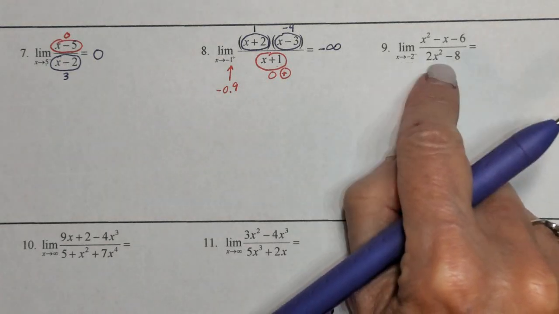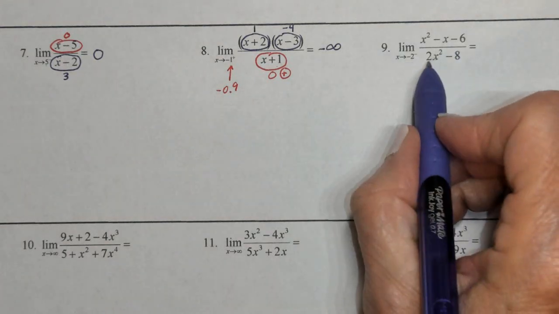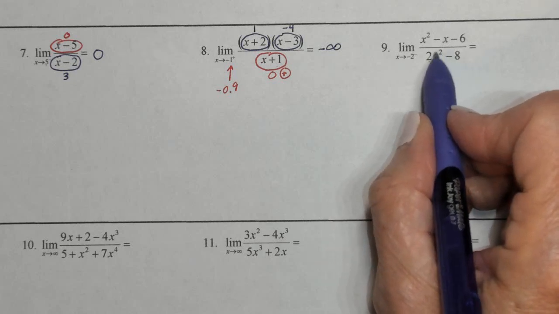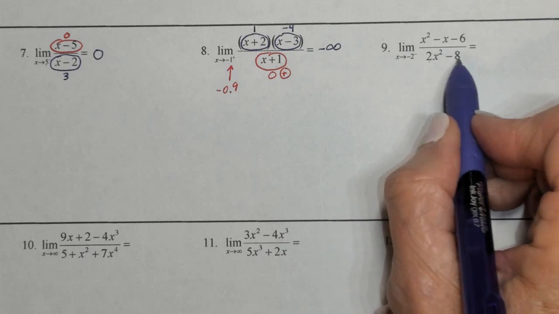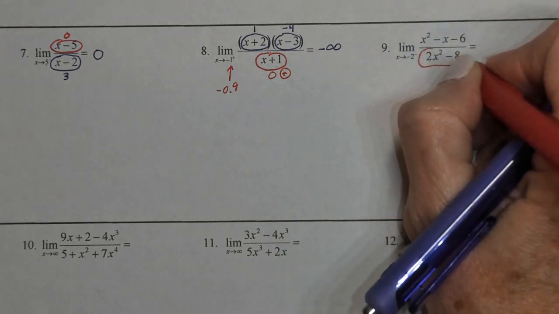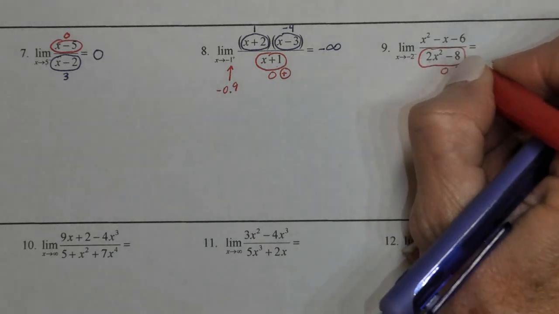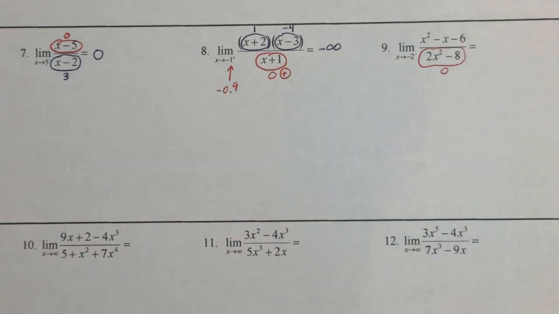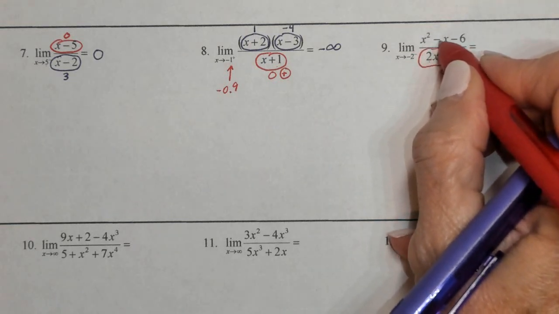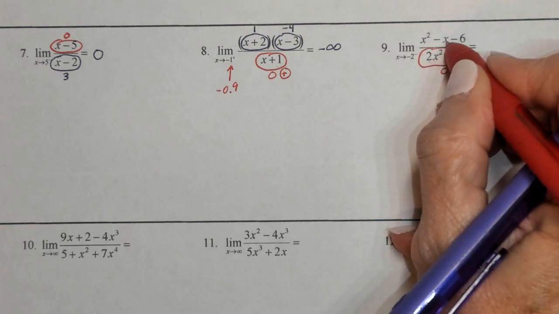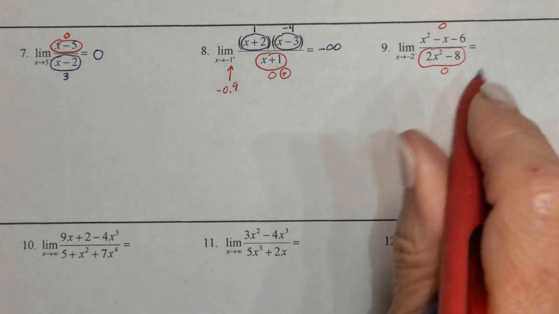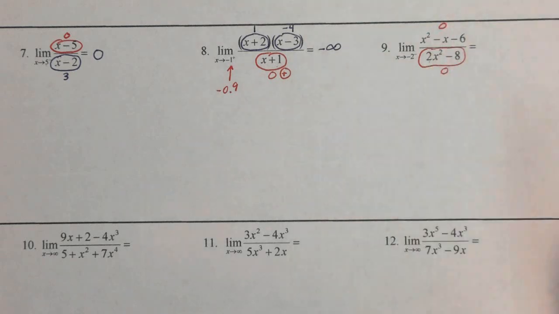If I put in a negative 2, I have 2 times negative 2 squared. So 2 times 4 is 8, minus 8 is 0. So I have a 0 on the bottom. Up on top, what do I have? I have negative 2 in here. So that's 4 plus 2 minus 6. I have a 0 there as well. So this is a hole.